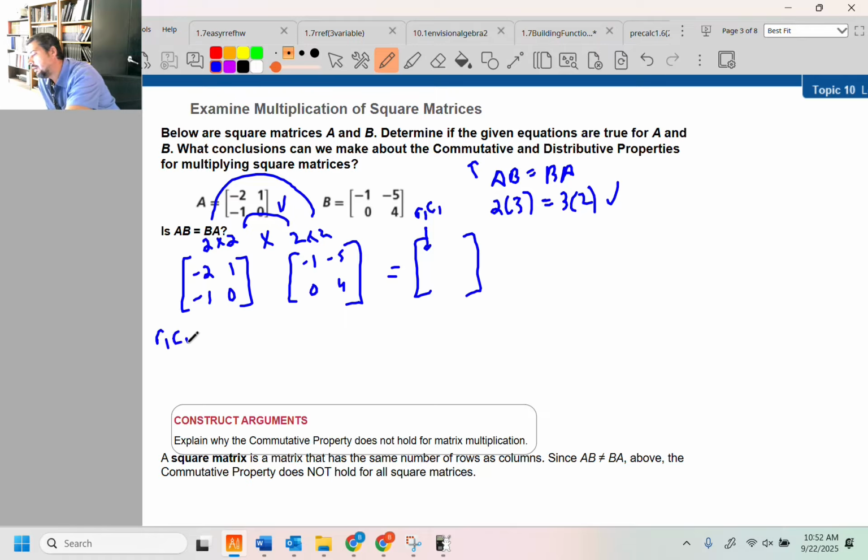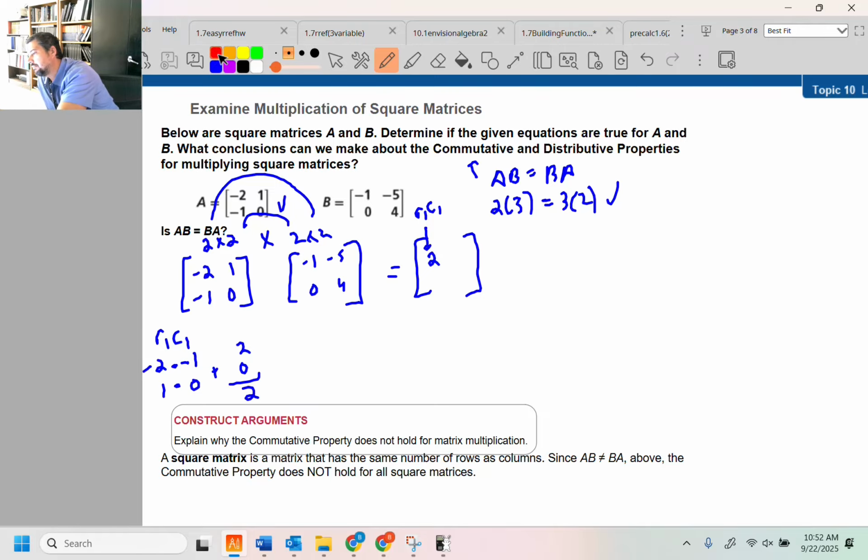So row 1, column 1. Row 1 comes from the first matrix. She's -2 and 1. Column 1 from the second one, -1 and 0. We multiply across and add down. -2 times -1 is 2. 1 times 0 is 0. We add down, we get 2.